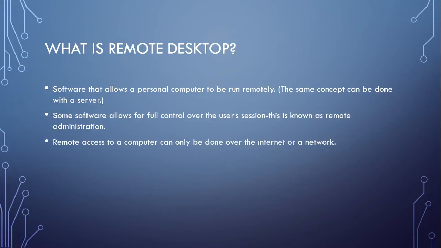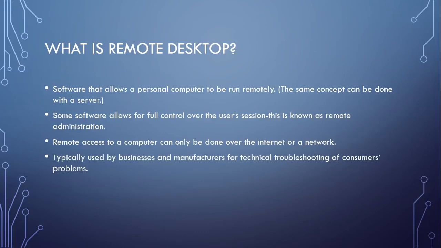Now, remote access to a computer can only be done over the internet or over a network. You can't remote access a computer that's not connected otherwise. If your computer is offline, you can't remote into it. Now, typically remote desktop applications are used by businesses and manufacturers for things such as technical troubleshooting of consumers' problems. Whether it's something like a driver issue, or maybe they're trying to install some software, or there's an application that you have running and they need to remote in to configure it. Those are different things that it can be used for.